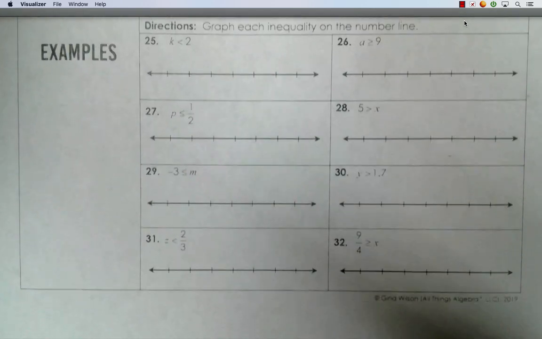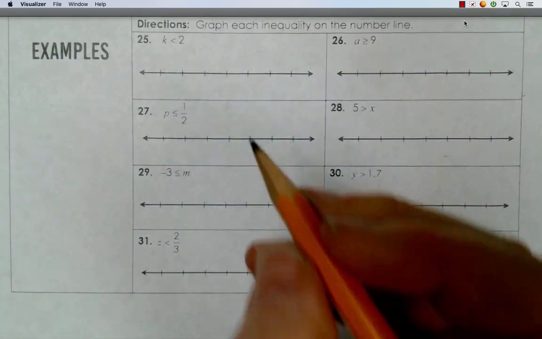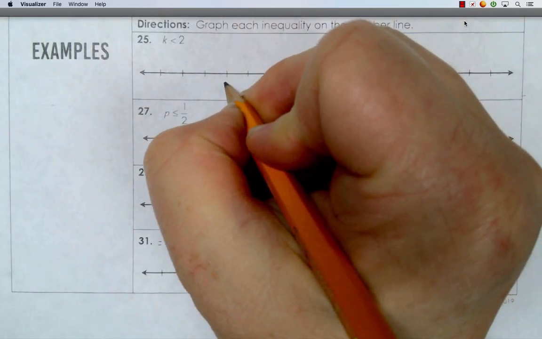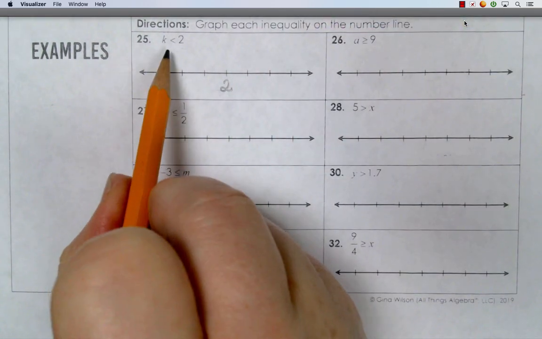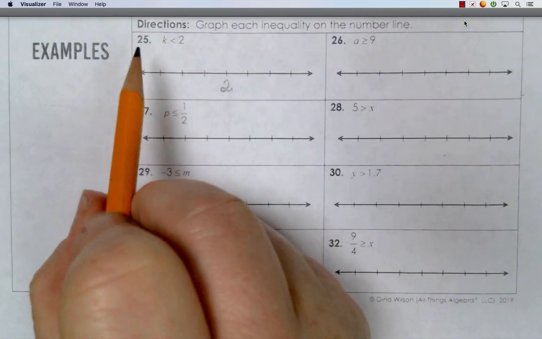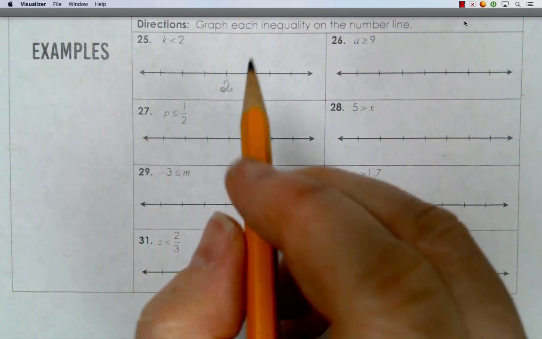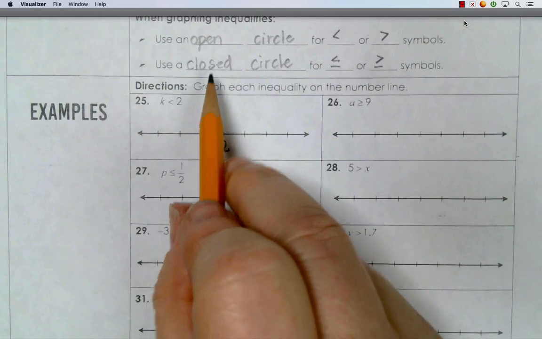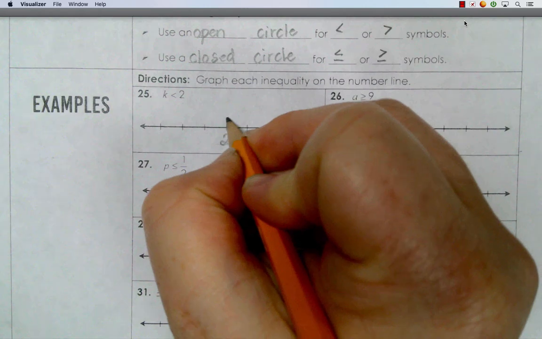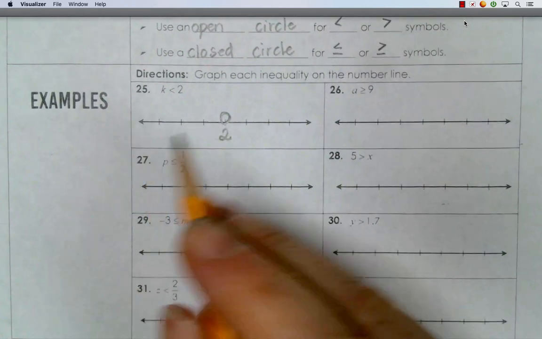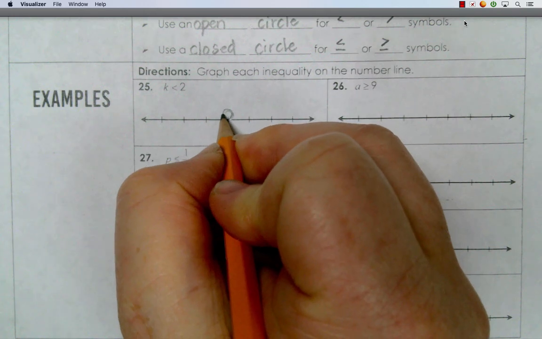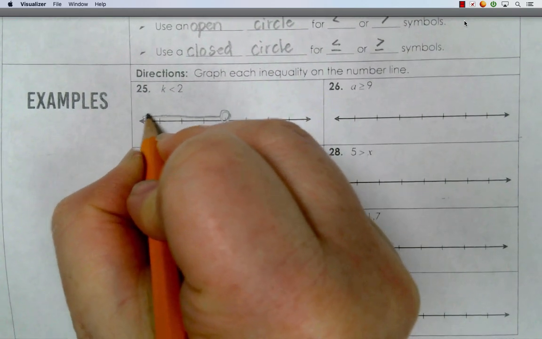So when we graph these, I tell everybody what you have to do first is put your number in the middle, 2, okay? And then I look at my symbol, less than. K is less than. And I know less than is an open circle. So I put an open circle. And if it's less than, I'm going to the left. I'm just going to draw my arrow. And that's it.